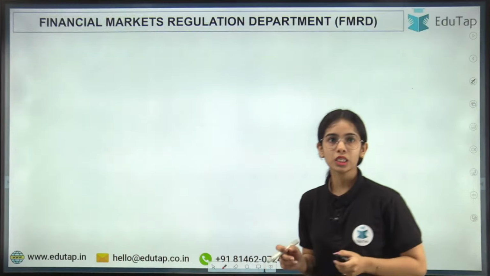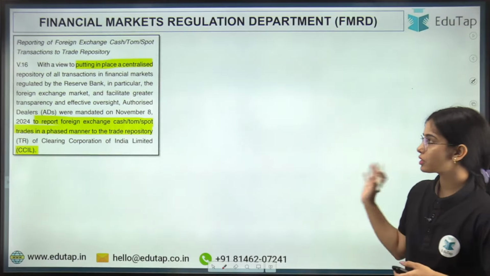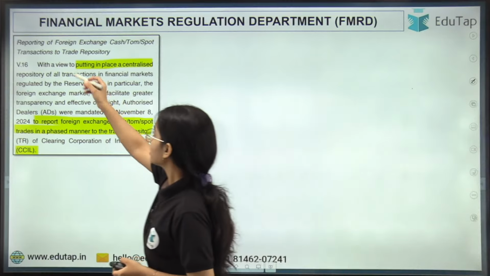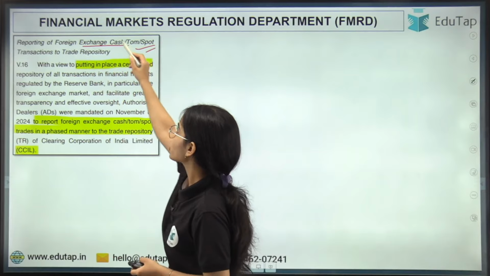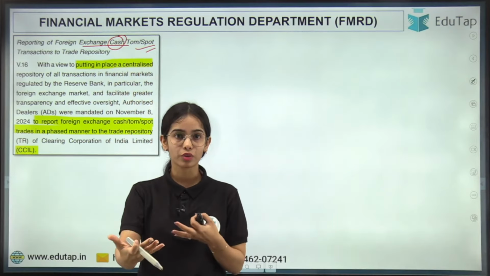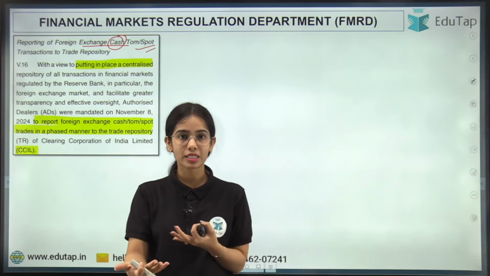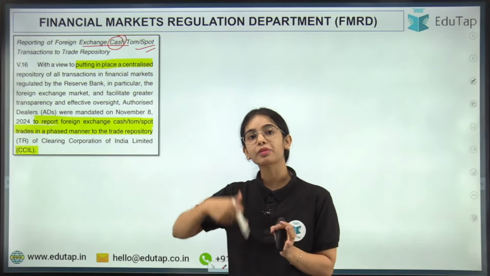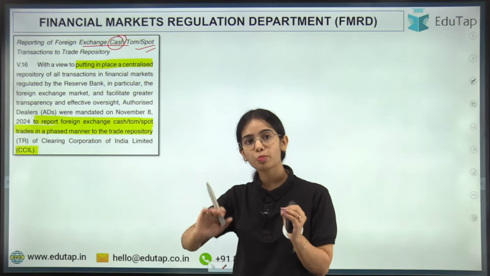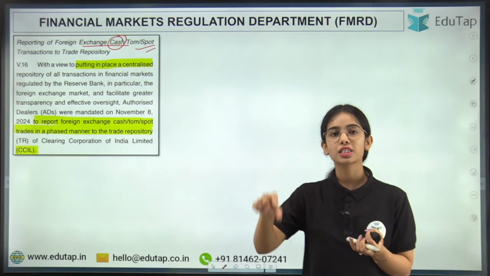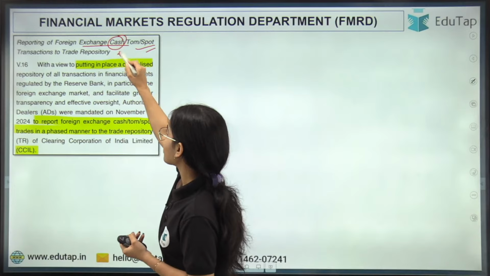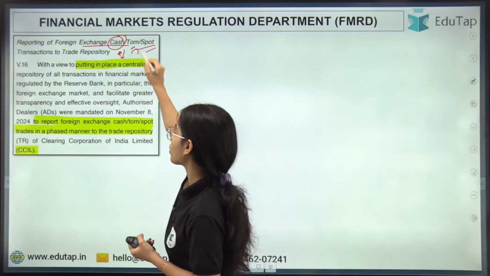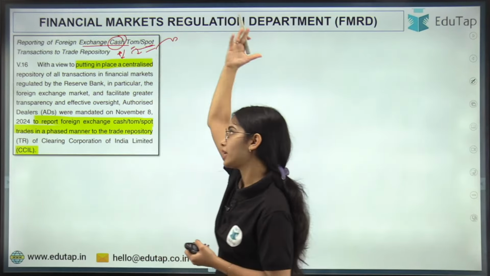Now, the Financial Markets Regulation Department has further made an announcement regarding reporting of foreign exchange cash, tomorrow and spot. Cash transaction means right now we are doing the transaction and settling the transaction right now. Tomorrow means that the settlement of the transaction will happen tomorrow. Spot means that the settlement will happen the day after tomorrow. So cash means settlement will happen right now, tomorrow means settlement will happen tomorrow, spot means settlement will happen the day after tomorrow.